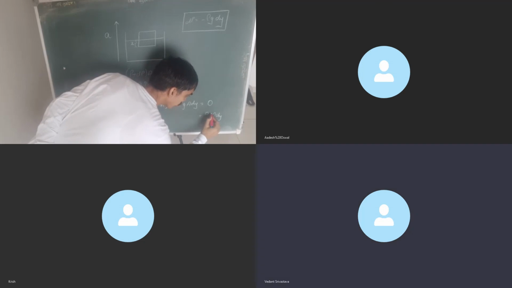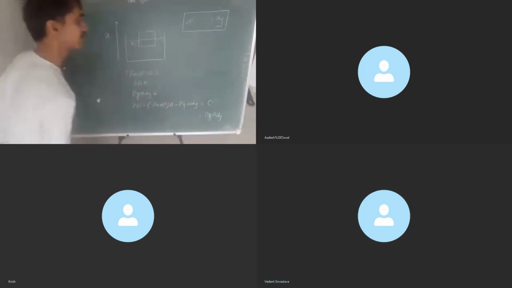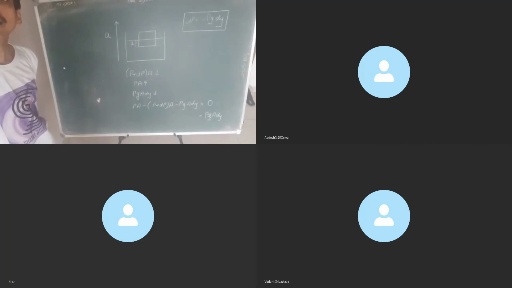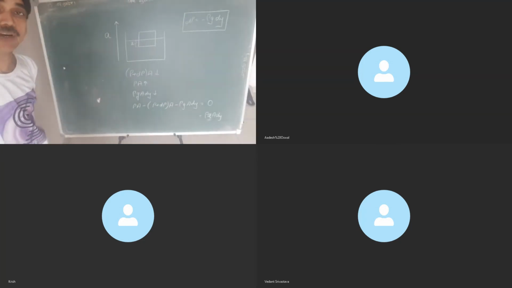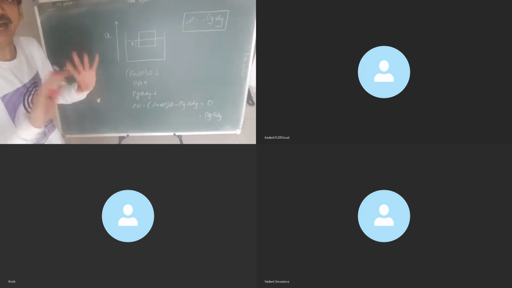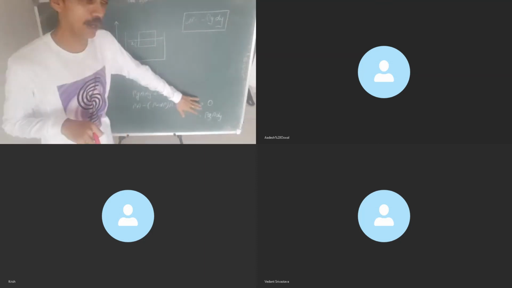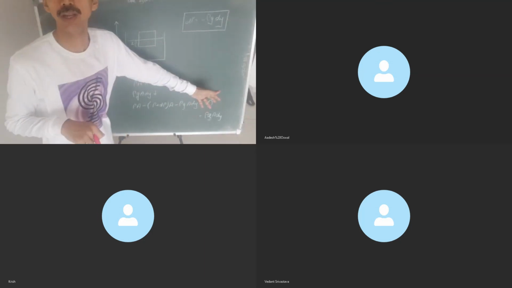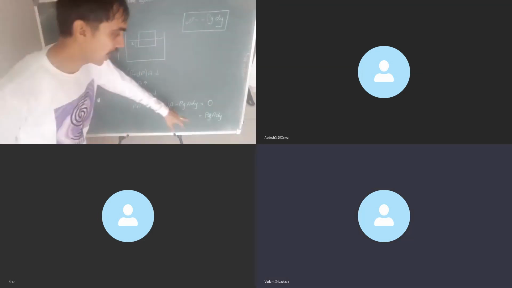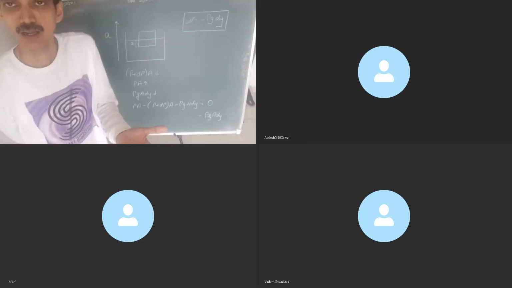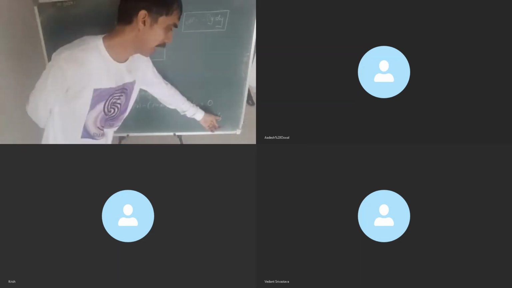Rho A dy into small a. Clear? Check it here. If that entire piece of the arrangement is moving up, and moving up with acceleration a, then what will you write to the right of equality? You will write mass into acceleration. How much will be the mass? Rho A dy will be mass, because it is still the liquid, correct? So rho A dy is the mass, multiplied with the acceleration, which is what you have taken.